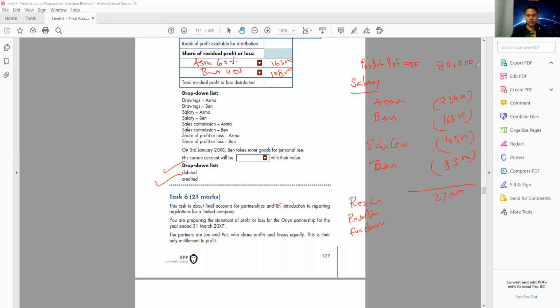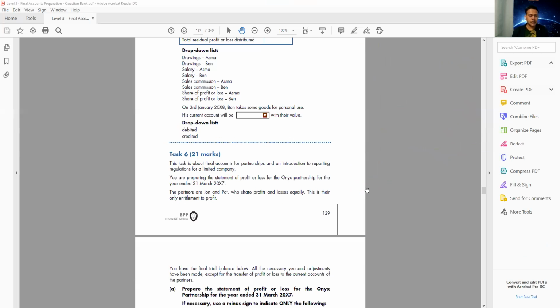All right, let's move on then. The next one we have here something. On 3rd January 2008, Ben takes some goods for personal use. Drawings, isn't it? His current account will be what? Debit or credit? His current account will be debited. Remember that drawings always debit. Debited with that value. All right, that's it.